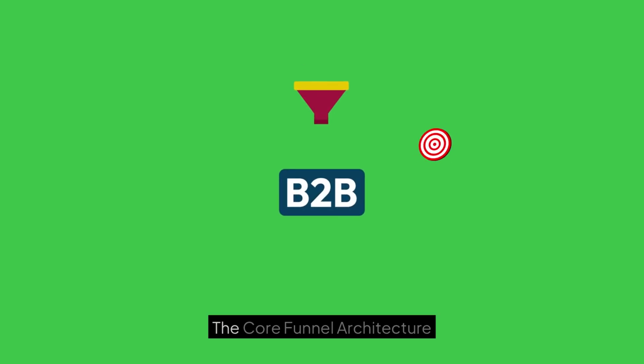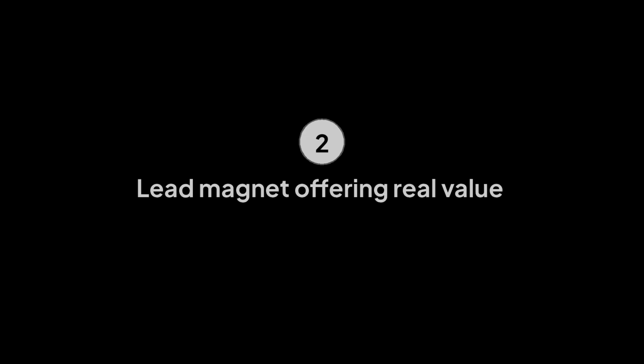The core funnel architecture. 5 components. In order: lead magnet. Free thing of real value in exchange for email. Opt-in page. Simple landing page where they enter their email. Thank you. Bridge page. Delivers the lead magnet.